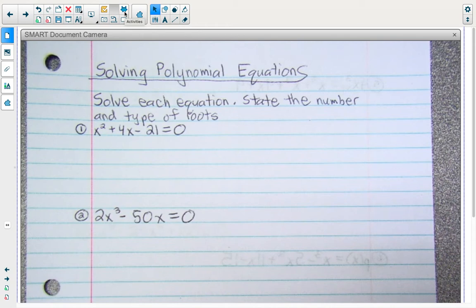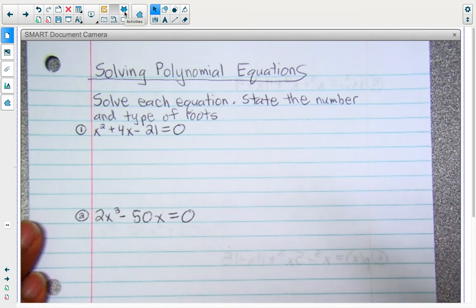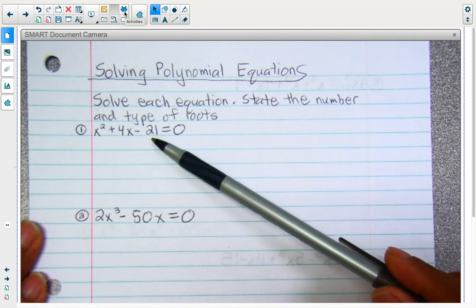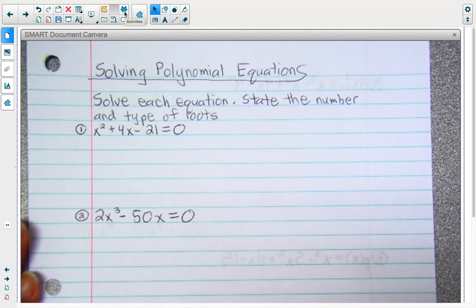We're going to state how many real solutions, how many imaginary solutions, and then we'll go through and find the solutions. And then at the end, I'll give you some strategies and different steps to take to find your solutions. So let's start with the first one. The directions say solve each equation. State the number and type of roots. So we're going to start with x squared plus 4x minus 21, and that's equal to 0.